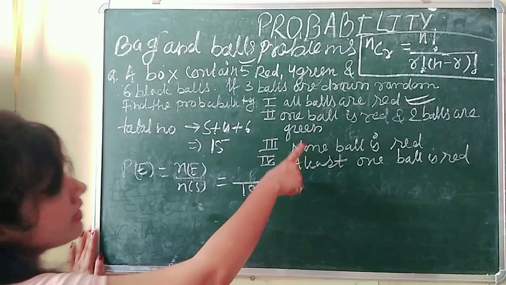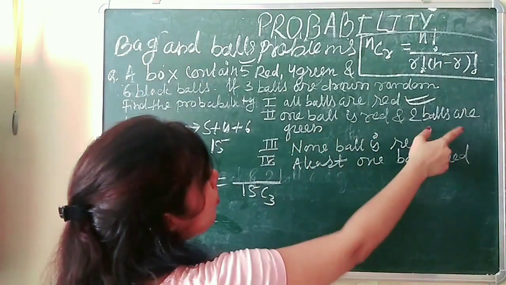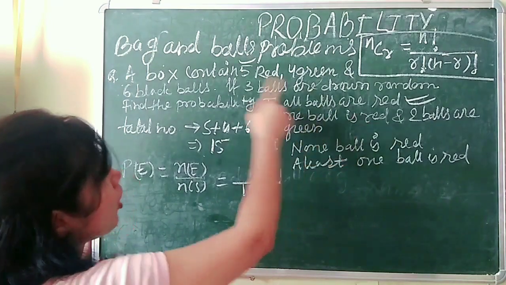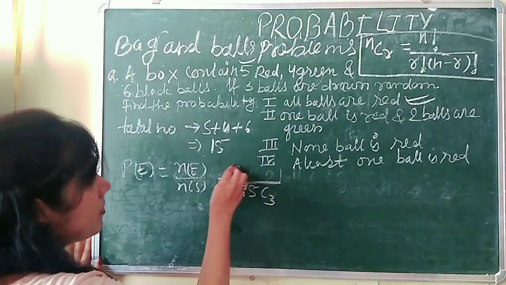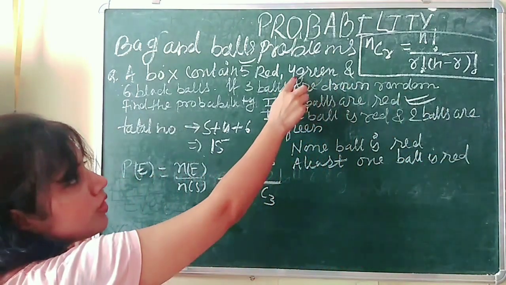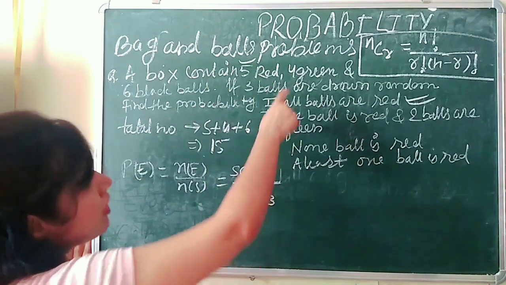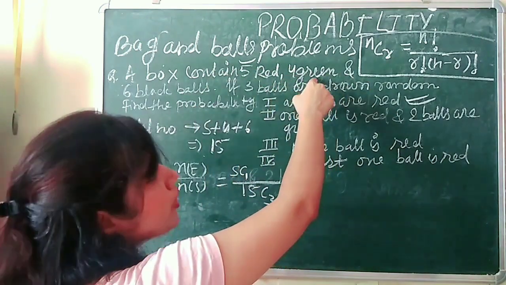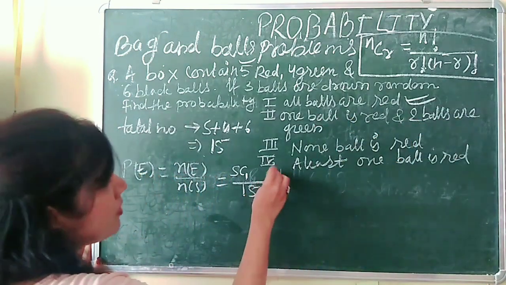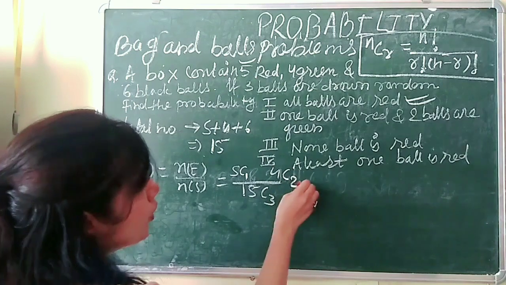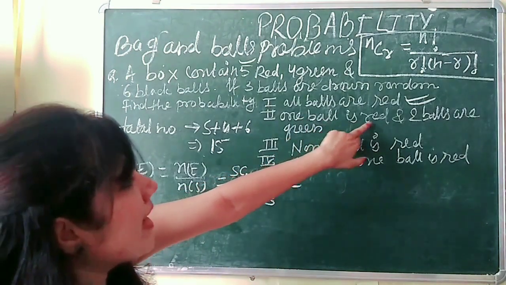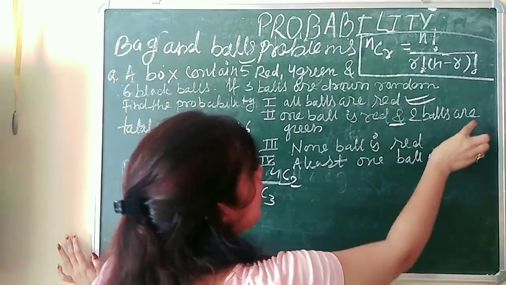Now here it is saying one ball is red and two balls are green. So if one ball is red, we will make the combination with the red balls, that will be 5C1, and the two balls are green, so there are four green balls contained in the bag. So we will make the combination with four green balls. Two balls are green, so that will be 4C2.